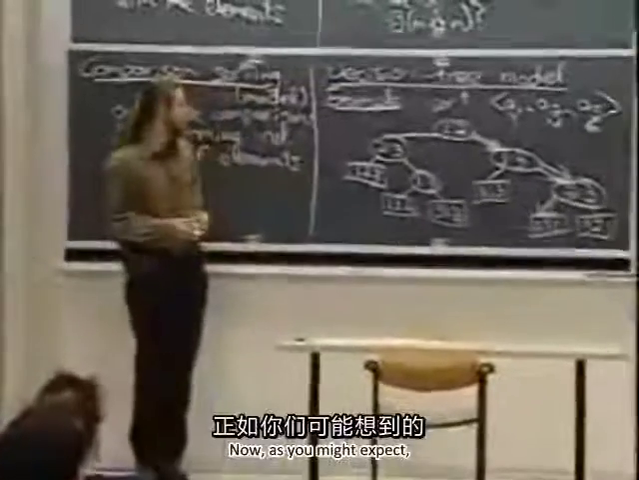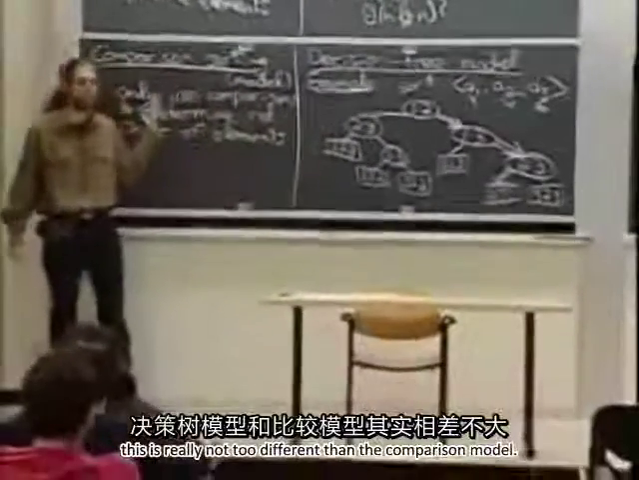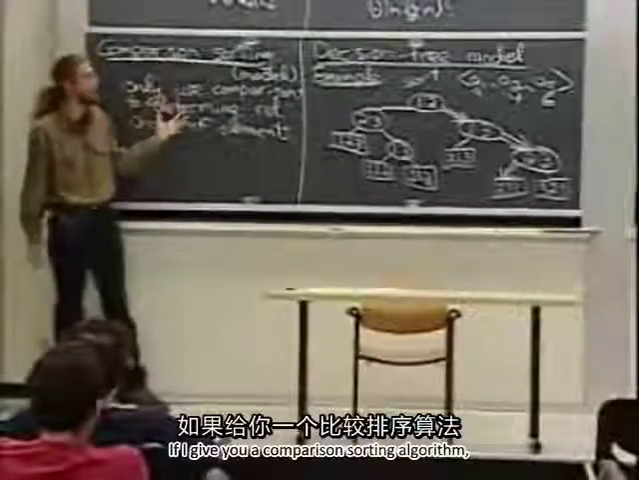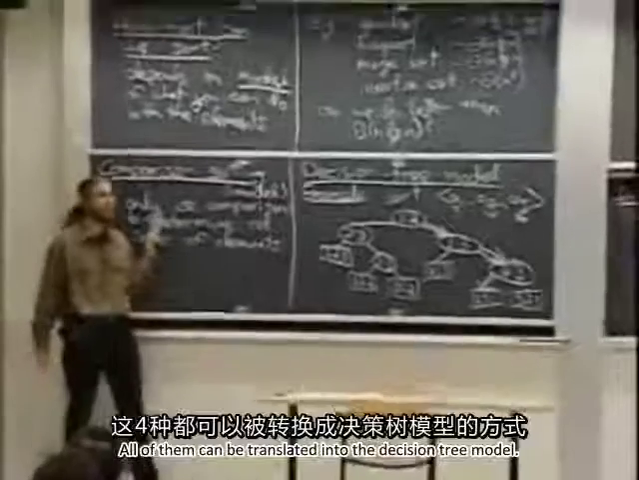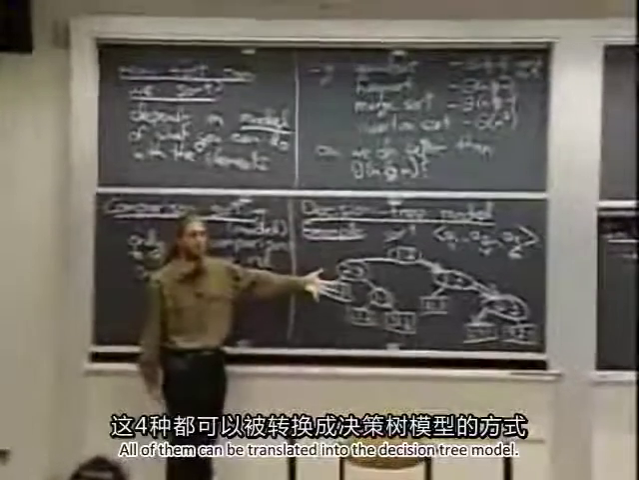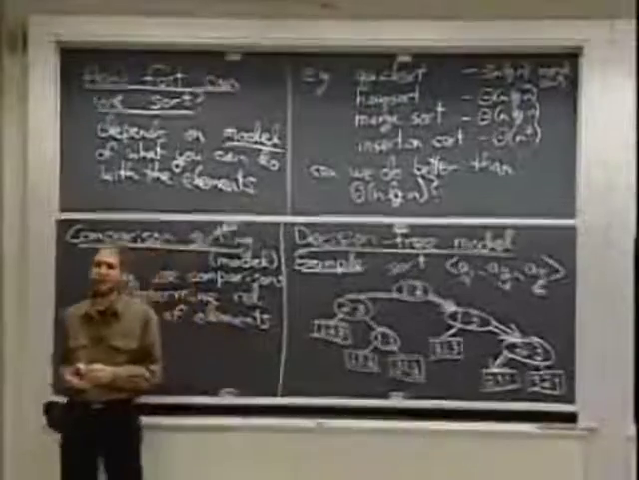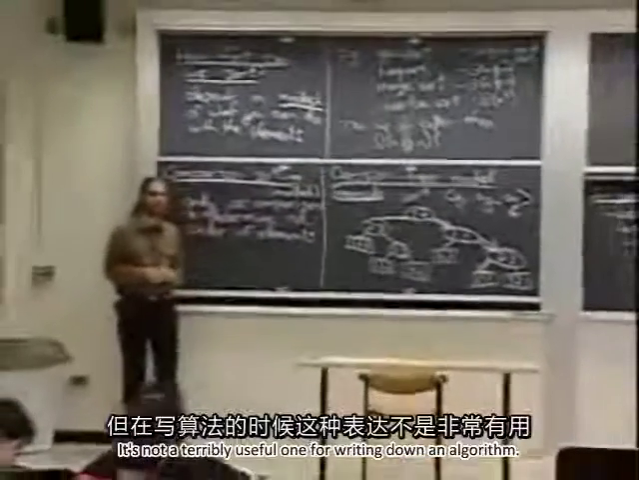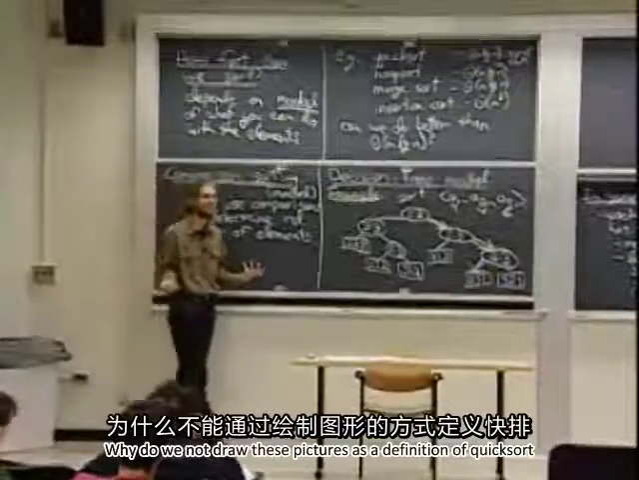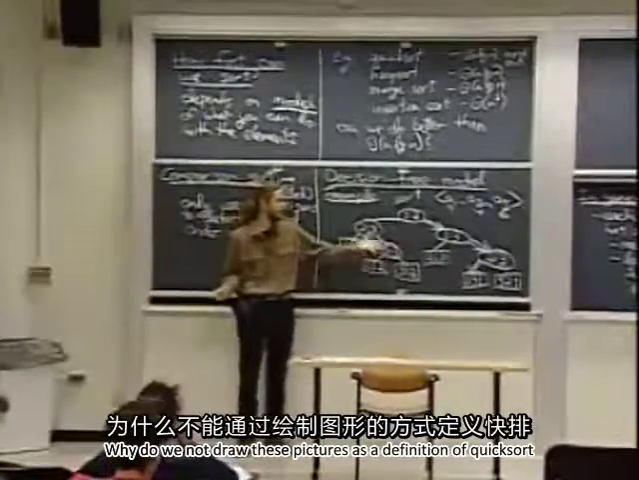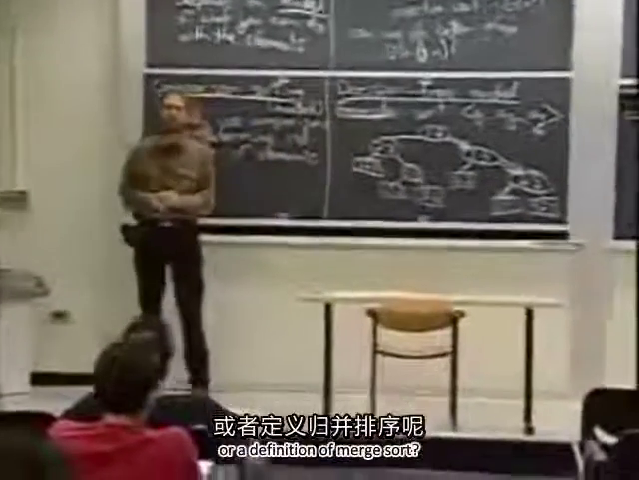Now, as you might expect, this is really not too different from the comparison model. If I give you a comparison sorting algorithm, we have these four: quicksort, heapsort, merge sort, and insertion sort. All of them can be translated into the decision tree model. It's sort of a graphical representation of what the algorithm does. It's not a terribly useful one for writing down an algorithm. Any guesses why? Why do we not draw these pictures as a definition of quicksort or a definition of merge sort?